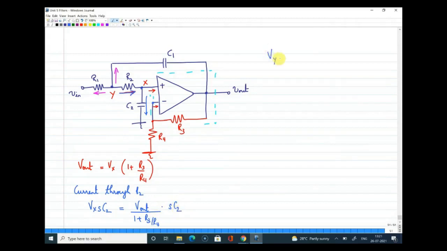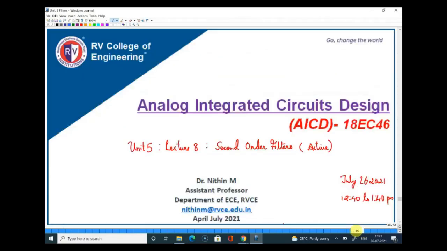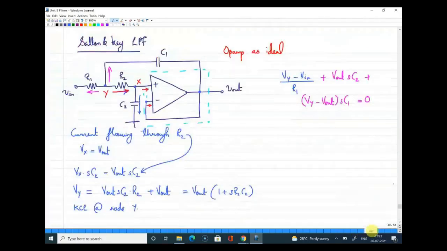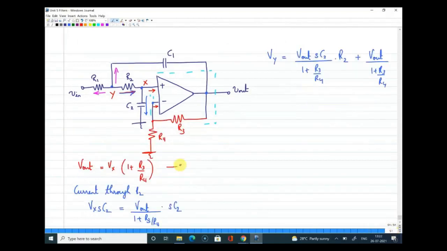And if I want to write Vy, Vy is equal to Vout into SC2 divided by 1 plus R3 by R4, into R2, plus Vx, which is Vout by 1 plus R3 by R4. What I am doing now is the same as before. Let me number this so that you can compare the equations. This is equation number 1, this is 2, and this is 3. Same thing I have done here.